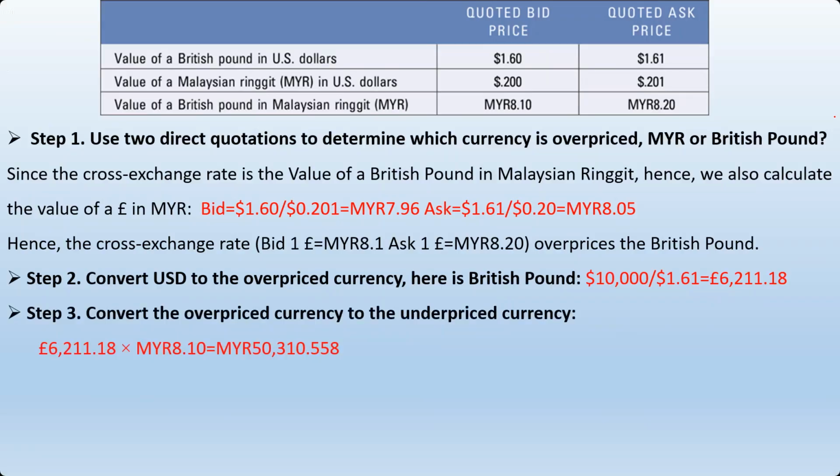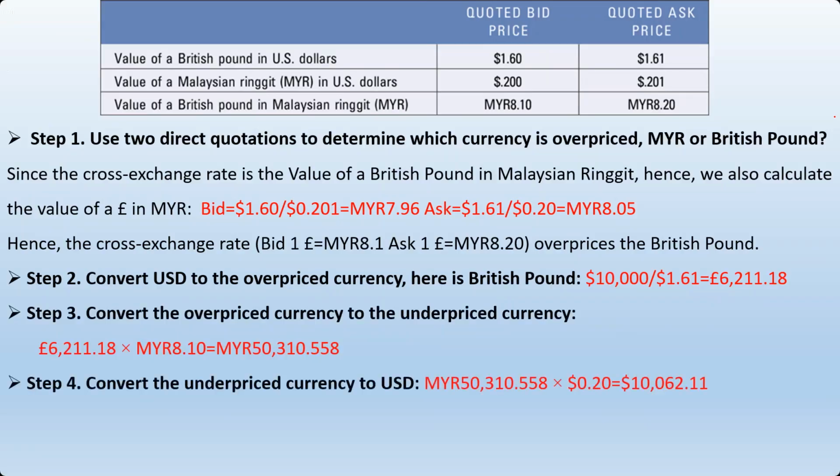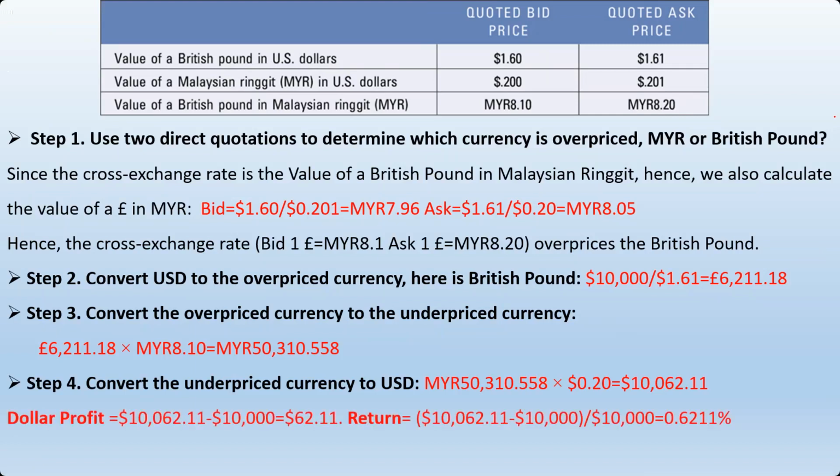So we can exchange for 50,310.558 Malaysian ringgit. And then finally, we're gonna sell Malaysian ringgit. Bank will buy Malaysian ringgit at 0.2. So that's our arbitrage dollar profit. So it's 62.11, and the return, the ending value minus beginning value divided by beginning value, is 0.6211%.